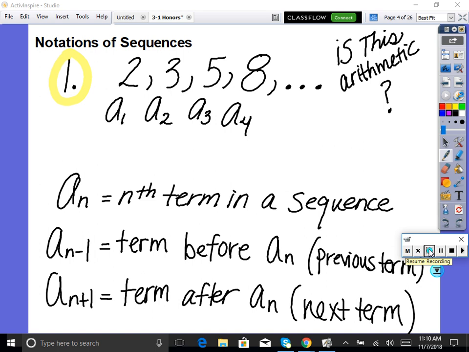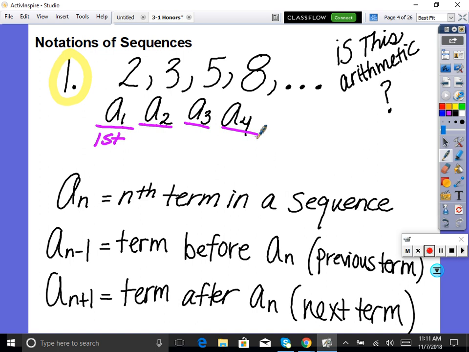Okay, what was hard about this unit for me, I've realized when I became a teacher, was that I did not understand the notation, how things are written, what it was saying. So let's go over that first of all. So everybody, this is the notation you'll see with sequences. So a sub 1 literally means the first term in the sequence. So our first term in the sequence is 2. This would be our second term, third term, fourth term.